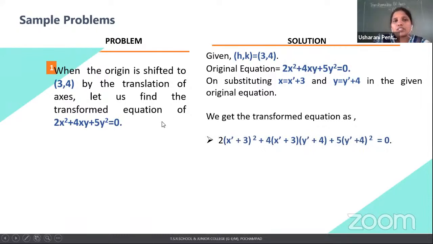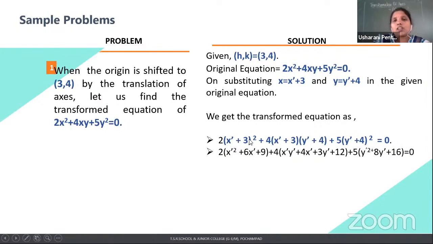In this system we are just substituting these points. In place of x we are substituting x dash plus 3, while in place of y we are substituting y dash plus 4. That is, 2 times (x dash plus 3) whole square plus 4 times (x dash plus 3) into (y dash plus 4), plus 5 times (y dash plus 4) whole square is equal to 0.